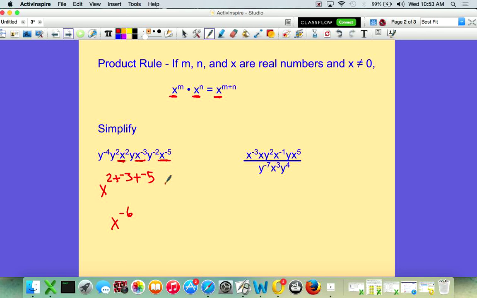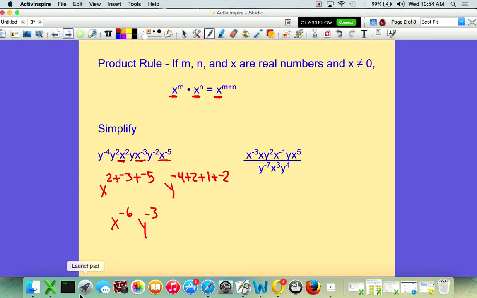For our y, we do the same thing. We've got negative 4 plus 2 plus 1 plus negative 2. And if we add those together, we get negative 2, negative 1, negative 3. So we get y to the negative 3rd power. Now make sure you pay attention to your directions. If it just says simplify, this is a perfectly fine answer.